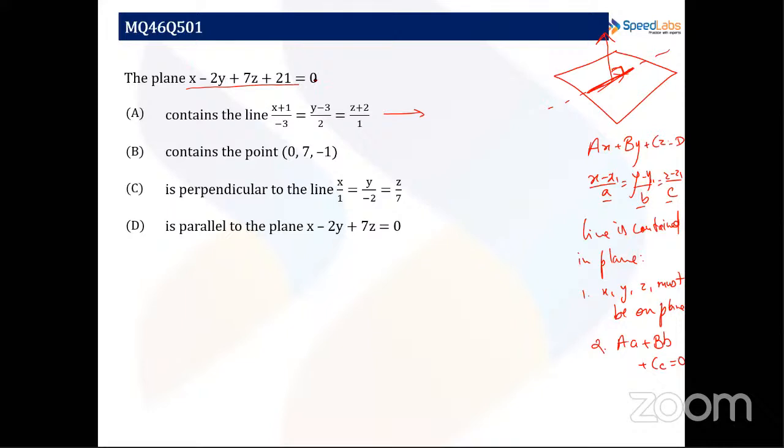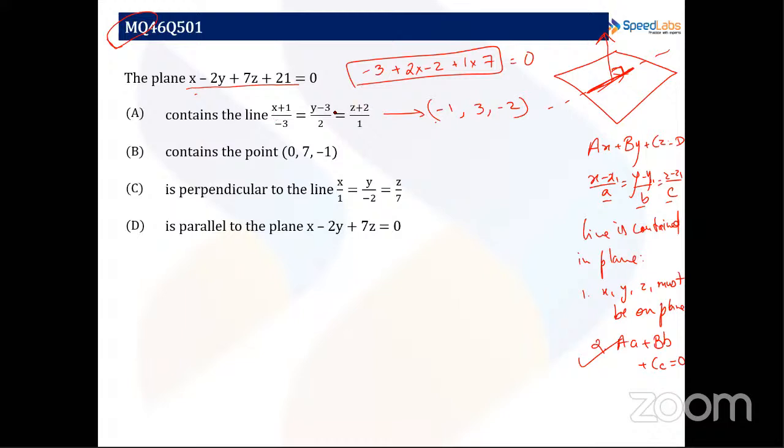So for the first one, it will be minus 3 into 1 plus 2 into minus 2 plus 1 into 7. So this value is coming out to be 0. So our condition is satisfied. Now for the point minus 1, 3, minus 2, let's check whether it is on the plane or not. See, it is an MCQ type question, so it can have multiple correct answers. This is the first question.